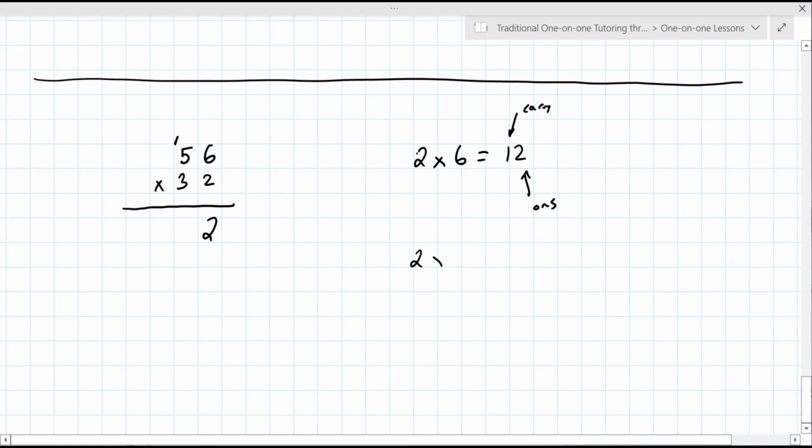Then you multiply 2 times 5. Can you tell me what that is? 10. But you have to add the carry. So that makes 11. So you put a 1 in the tens position. And then because there's no more multiplication, you just put that other 1 into the hundreds position. So that's pretty straightforward. 2 times 6, 2 times 5, got it.